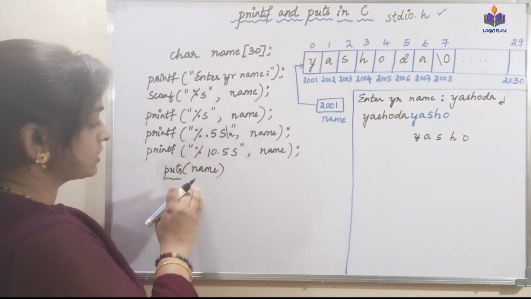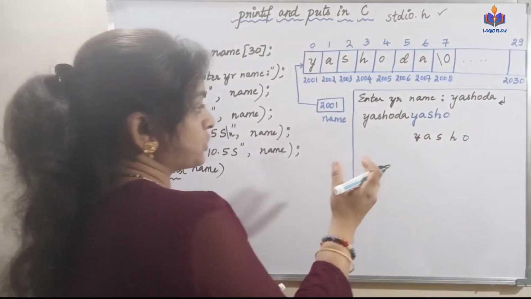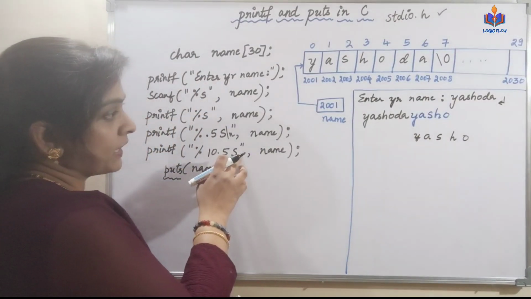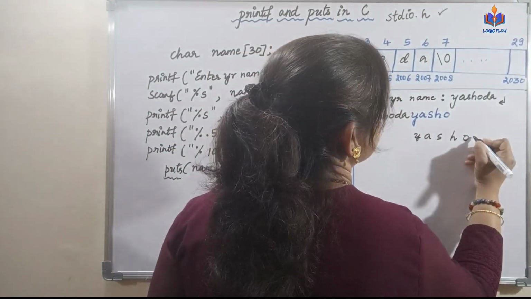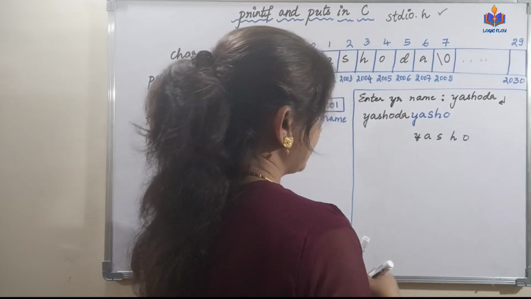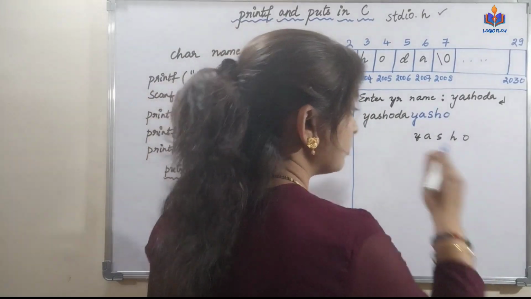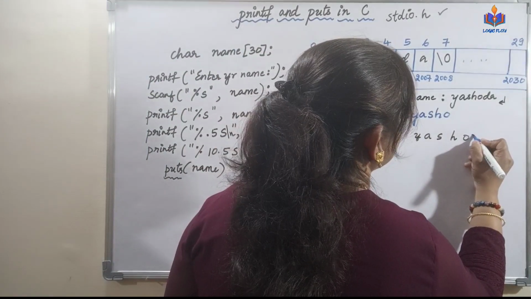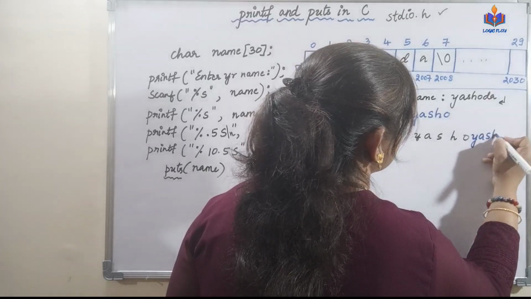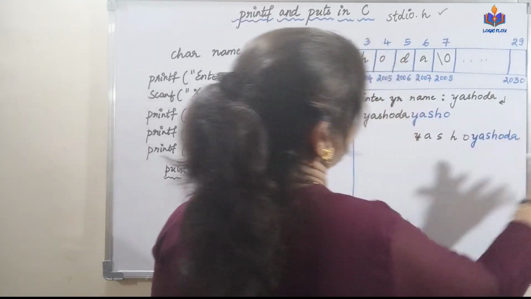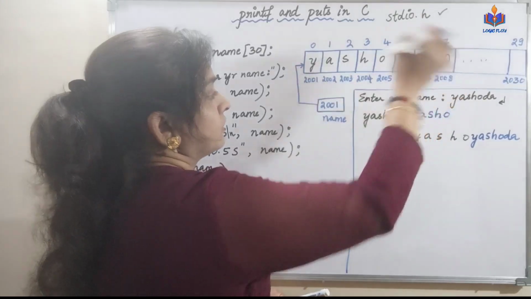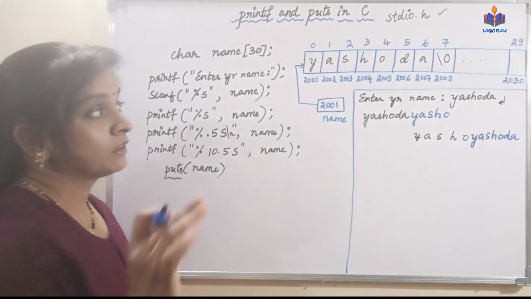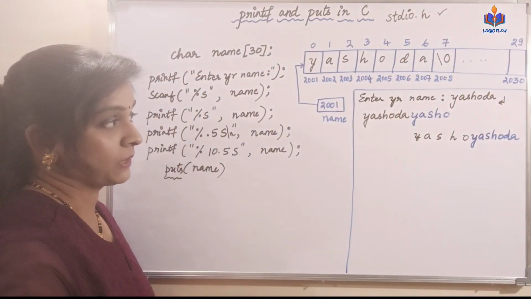So there is no new line. So this puts is going to print a string. As there is no new line, my output will be printed here itself. So my next output will be printed on the same line. So I am going to get the output YASHODA, Yashoda. All the characters, when it encounters the null character, it indicates the end of the string, right?